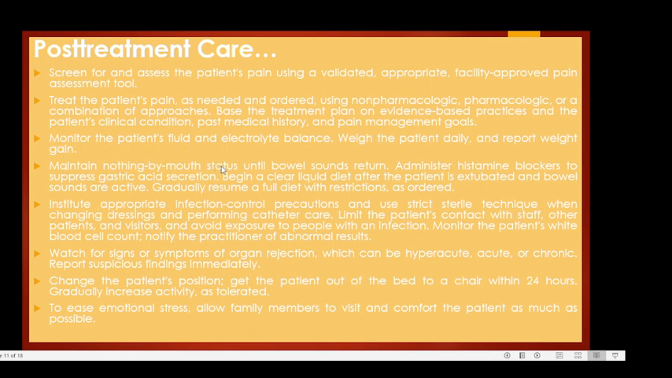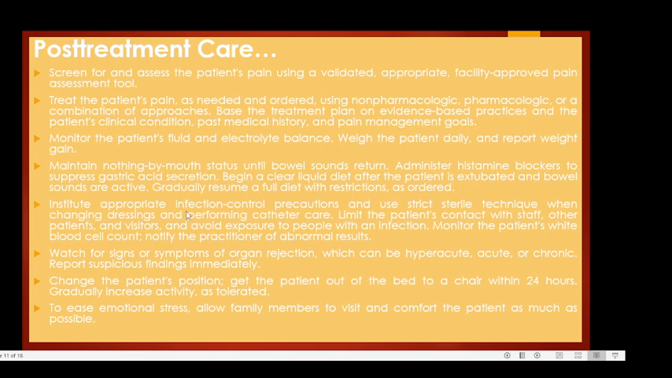Maintain nil per oral status until bowel sounds return. Remember, we have to auscultate for bowel sounds in all 4 quadrants, and you need to listen for at least 5 minutes before you conclude that bowel sounds are absent. Administer histamine blockers to suppress gastric acid secretion. Begin a clear liquid diet after the patient is extubated and bowel sounds are active, okay? So gradually resume to a full diet with restriction as ordered.